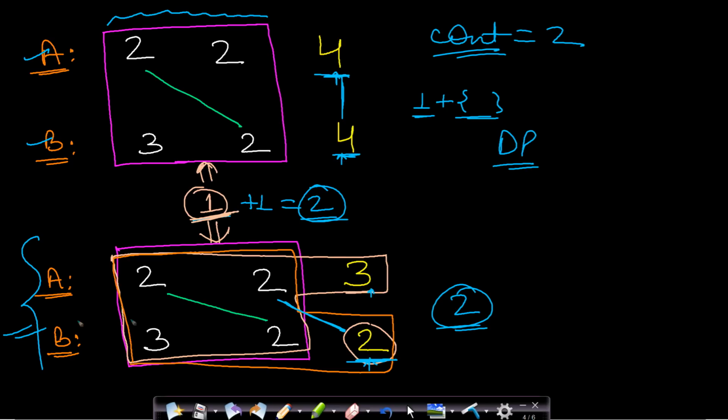This is the second case. If these 2 elements are not equal, then what will we do? We will include this first element 3 and we will exclude this element 2. And this will form a new configuration. A is having 3 elements, B is having 2 elements. So we will see if we can draw one more uncrossed line. So this is not true for this case.